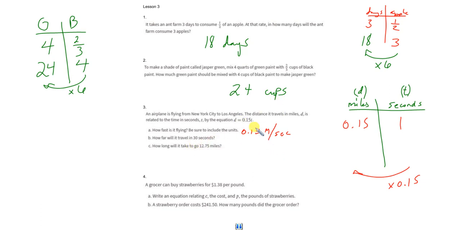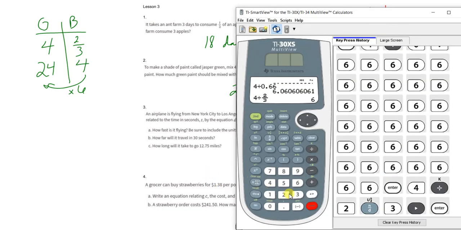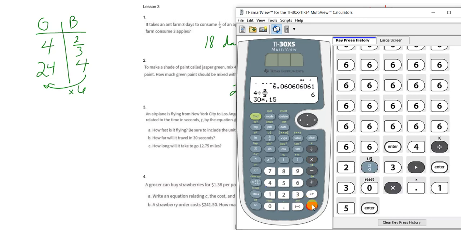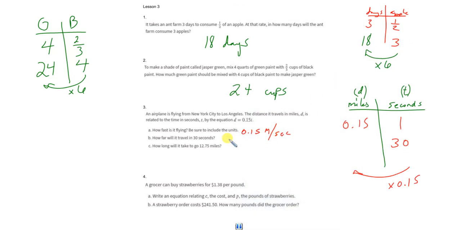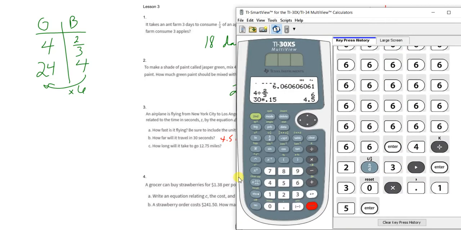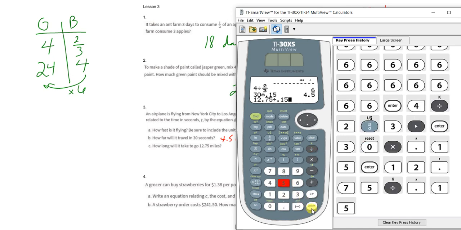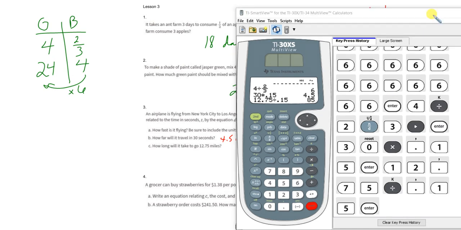And then how far will it travel in 30 seconds? Well, we can find that by simple multiplication. 30 times 0.15. And that gives us 4.5, so we know it's going 4.5 miles in that amount of time. And then how long will it take to go 12.75? If I wanted to go 12 3/4, I wouldn't multiply, I would divide by 0.15. So 12 3/4 divided by 0.15 gives us our answer, which is 85 seconds.